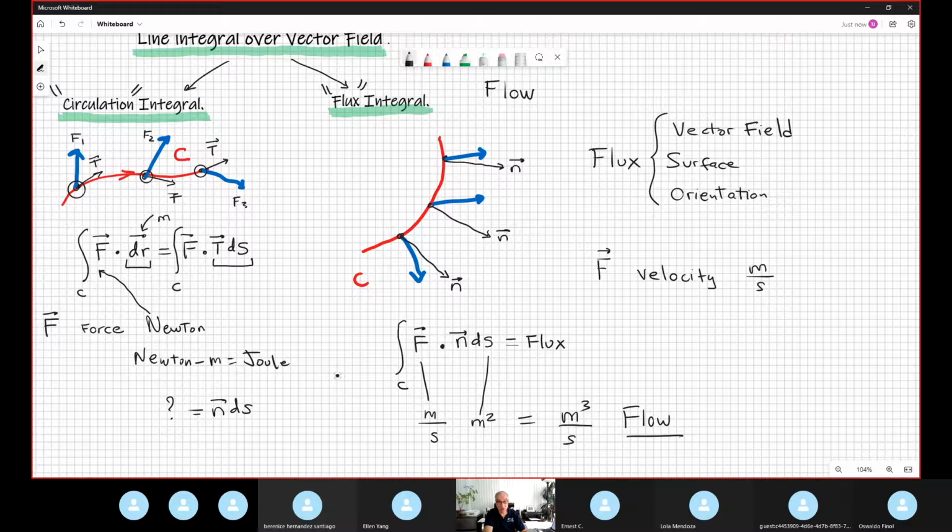So flow is the flux, but under the consideration that the vector field is velocity. If the vector field is not velocity, it's another thing: acceleration, linear momentum, I don't know, another thing. And then now it is flux. The flux is a more generic word to define one kind of integral over the vector field, like circulation is more general than the particular example in which the vector field we are talking about is force. So it is a word. Okay.